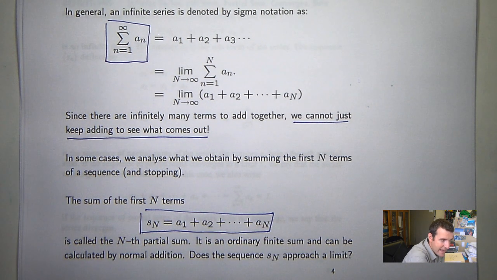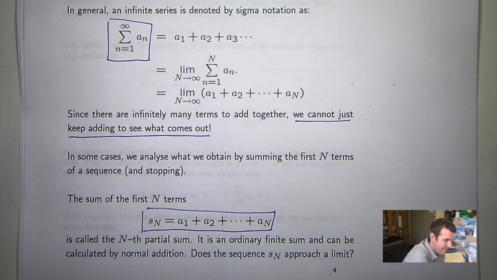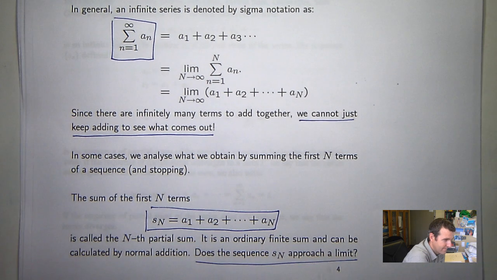Okay, now we call this S sub big N the sequence of partial sums associated with the series. Now, the big question here is, does this nth partial sum approach some limit? And if so, then what is it? Can we calculate it? That's what we're going to look at in the next few slides.